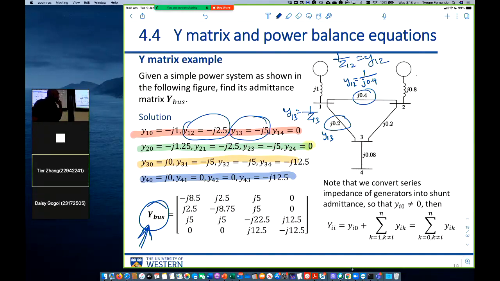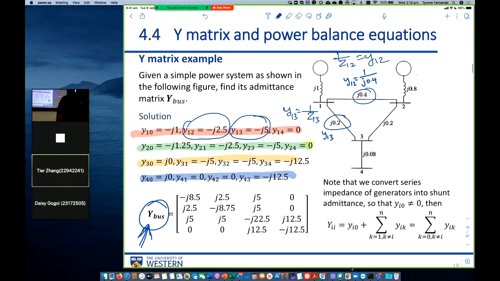Right? Okay. There is no line connecting bus 1 to bus 4. Bus 4 is here. There's nothing connecting bus 1 to bus 4. So this y14, the admittance of the line connecting bus 1 to bus 4, is 0. Right? And then here this is 0, right? Ground. So the admittance of the line connecting 1 to ground, impedance is j1, admittance is minus j. So y10 is minus j.